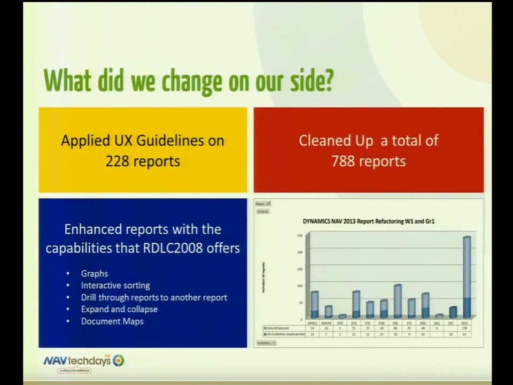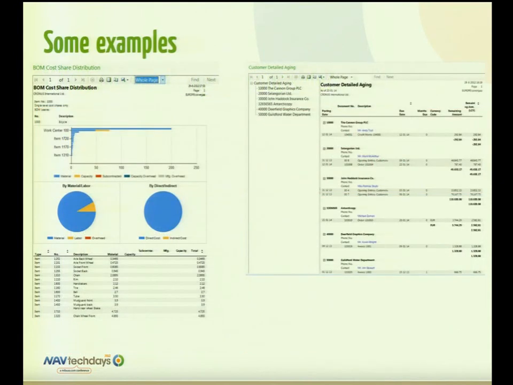So what did we change on our side? We actually applied UX guidelines to 228 reports in 2013, all Group 1 reports. And we cleaned up 788 reports and we put graphs and all nice RDLC 2008 features in it. And yeah, these are some of the examples of what we have done.